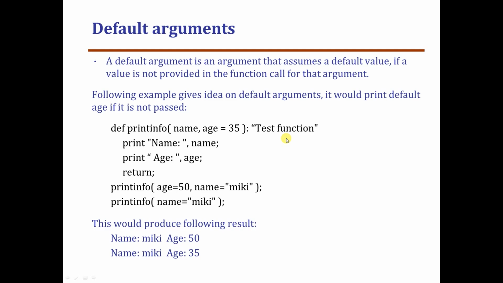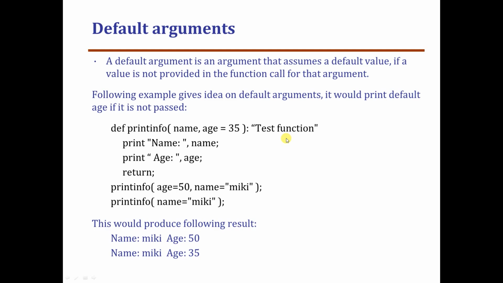So, a default argument is an argument that assumes a default value if a value is not provided in the function call for that argument. Say, in the example, the print info function receives two parameters, one is name and the second one is age. A default value of 35 is set to age. So, it assumes that default value. In case the calling function passes two parameters, then whatever value it receives will be considered.